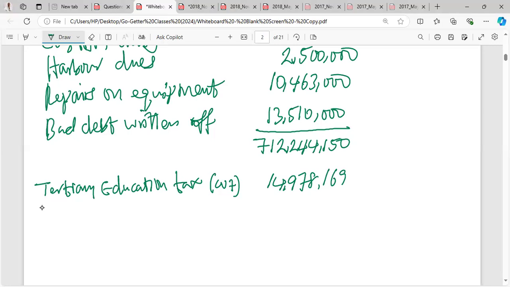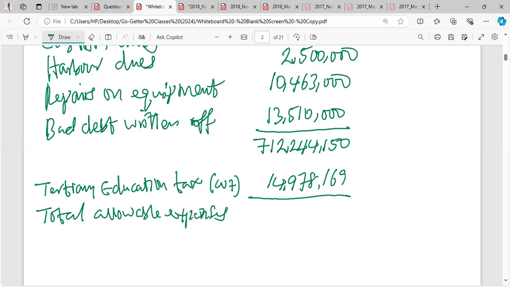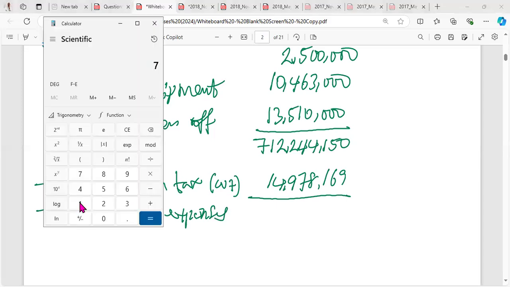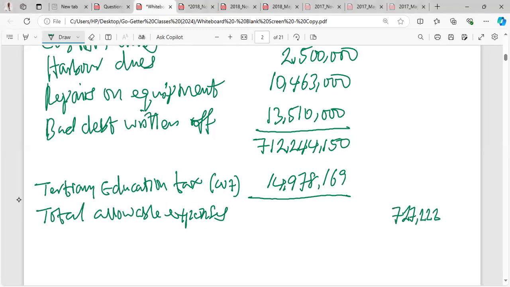So what will happen now? We'll total all of this. So we'll say total allowable expenses. So total allowable expenses, I have 712,244,150 plus 14,978,169. That will give me 727,222,319. These are going to be less because we said less allowable expenses.